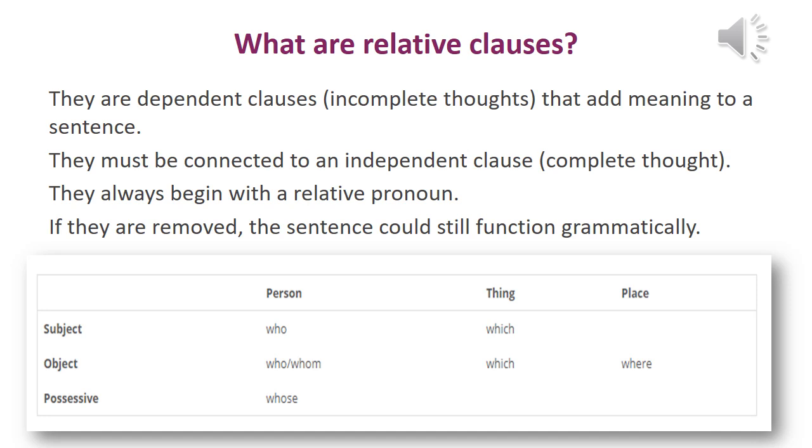Below is a list of relative pronouns. As you can see, who, whom, and whose refer to a person, which or that, which is not on the list, refers to a thing, and where refers to a place.